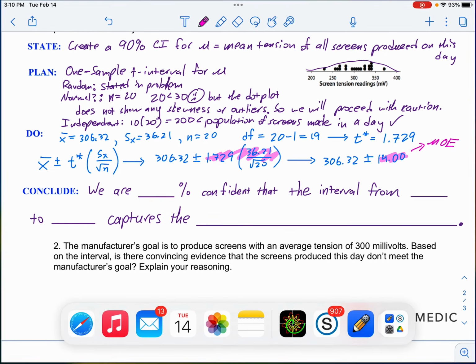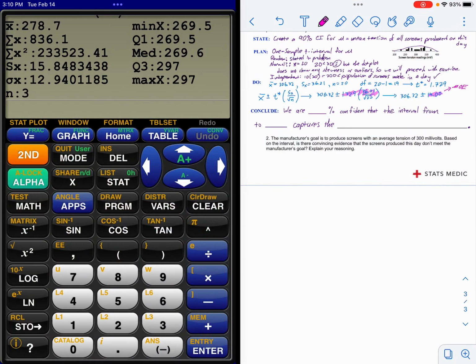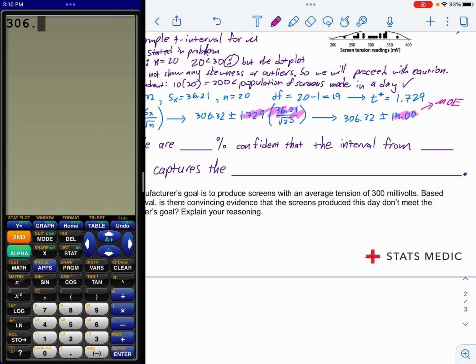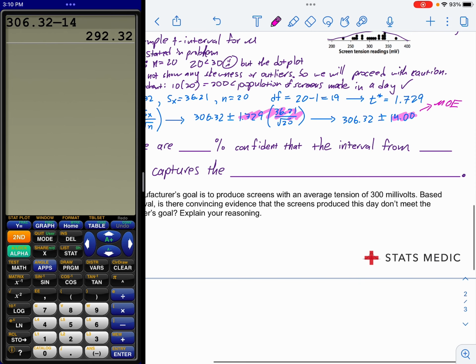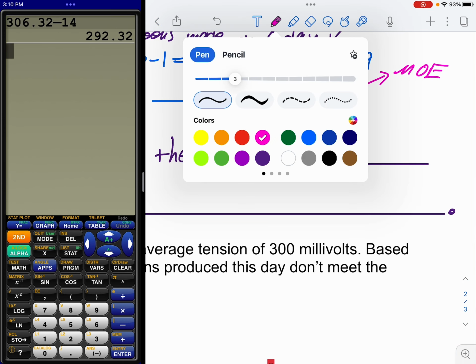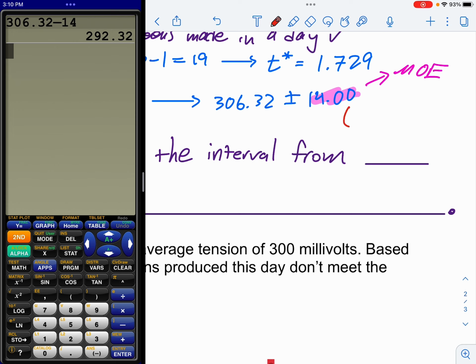So go ahead then on the calculator and get the final answer. 306.32 plus 14. Oh, why do I always start with the plus? I should do minus first. Maybe that makes more sense. So with interval notation, my interval would be 292.32 up to what? Just do it again by adding, 320.32. So that's my interval. Okay.